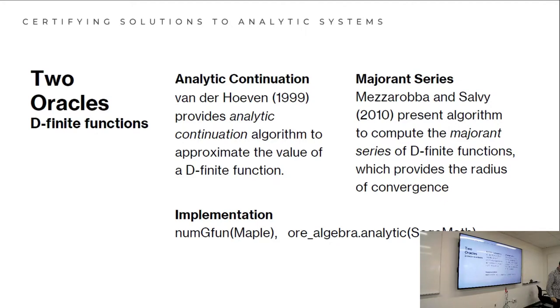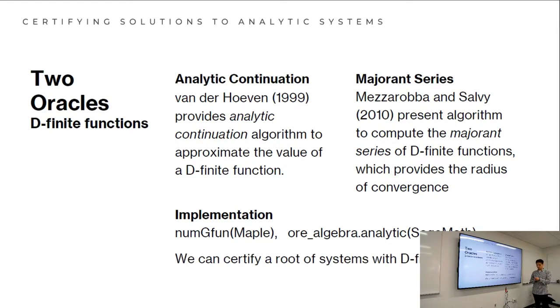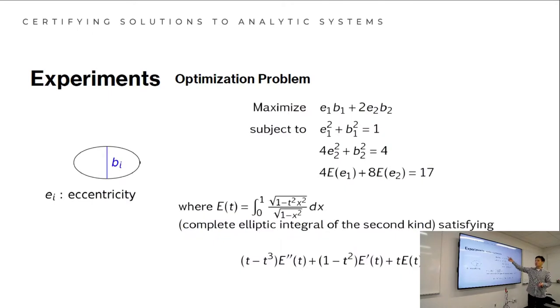Okay. Now it is time to do some experiments. The point is that now we can certify the roots of the system when we have definite functions as ingredients. So I will show you some experiments. The first one: in order to do some examples, we just consider an optimization problem. To make this optimization problem, we consider two different ellipses in here. Let me just introduce the variables in here. Ei in here is the eccentricity of the ellipse, and Bi is the length of the minor axis of the ellipse.